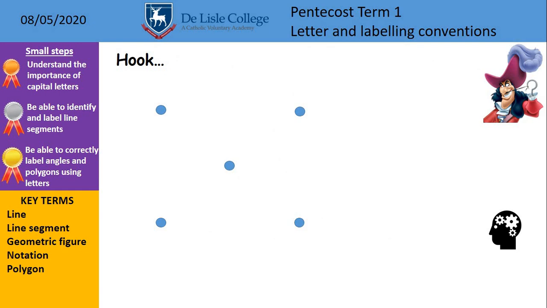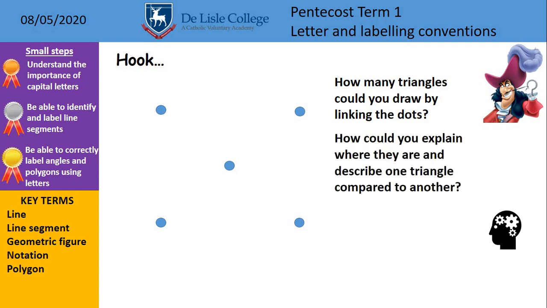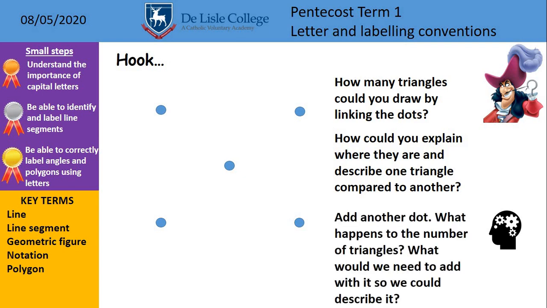Okay, so here we go for a little bit of hook, and there's a lot of sort of investigations and things I'd really like you to get involved in using that workbook. So how many triangles could you draw by linking the dots? How would you then explain where they are and describe one triangle compared to another? So say you were sat next to someone, you wanted to describe it to your parent or carer, how would you tell them where those triangles are and where they sit on those dots? If you were to add in another dot, what would happen to the number of triangles? How many more could you create? And then how again would you describe it?